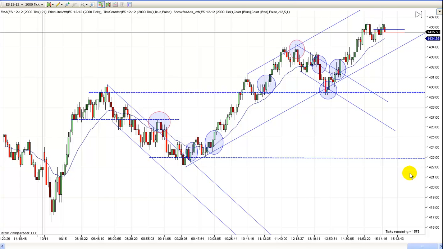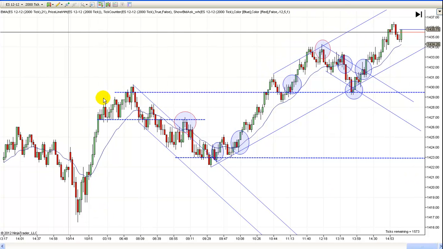This will be our chart lesson for today. And it was an interesting day. We had this little spike up in the overnight, and then we corrected up until shortly after the open.